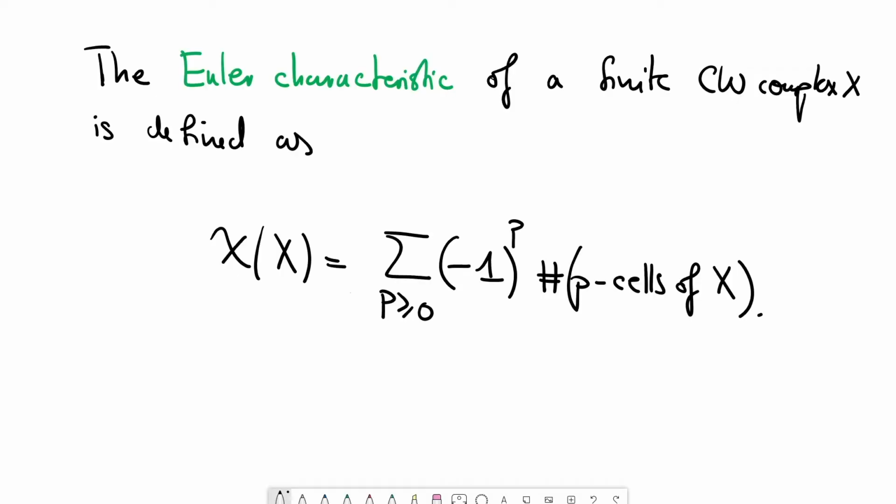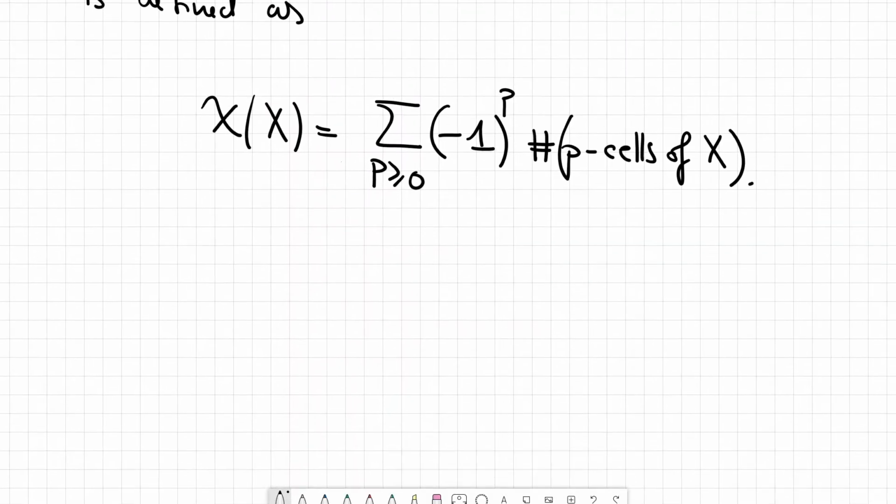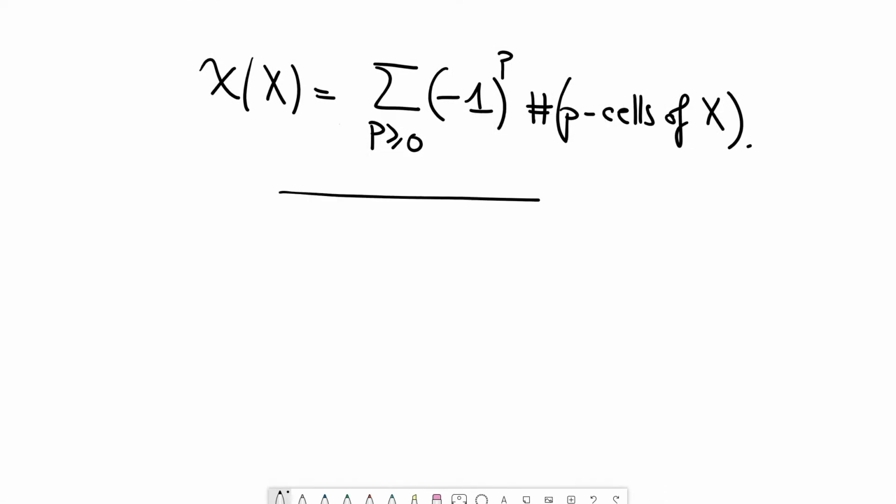Historically, the Euler characteristic was first studied for graphs, and there is a famous theorem by Euler describing planar graphs and giving a formula for planar graphs. So what is a planar graph? A planar graph is a graph that you can draw in the plane such that the edges only intersect in the vertices.